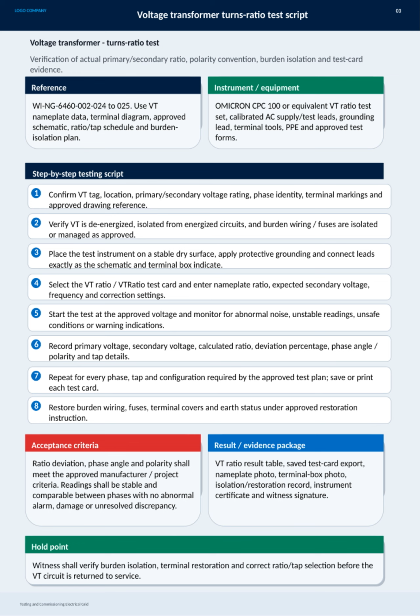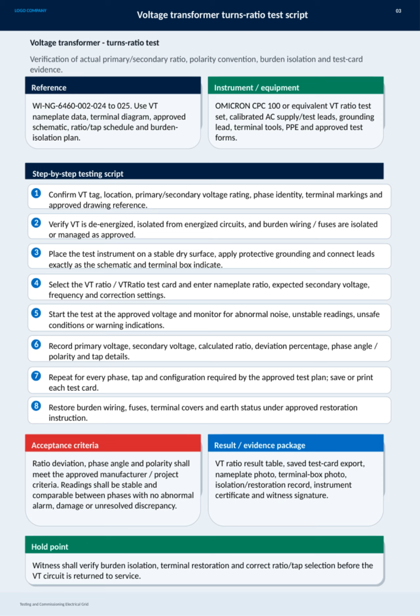Next, position the test instrument on a stable, dry surface, apply protective grounding, and connect the leads exactly as per the schematic and terminal box instructions. Selecting the correct test card is essential. Enter the nameplate ratio, expected secondary voltage, frequency, and any necessary correction settings. Begin the test at the approved voltage and carefully monitor for abnormal noises, unstable readings, unsafe conditions, or warning indicators. Record all key measurements, including primary and secondary voltages, calculated ratio, deviation percentage, phase angle, polarity, and tap details.